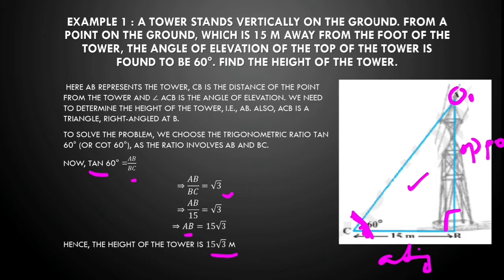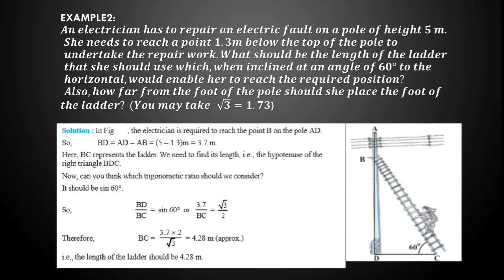In this way, by applying trigonometric ratio geometrically, we can find the height of the tower without measuring it. This is the application of trigonometry.